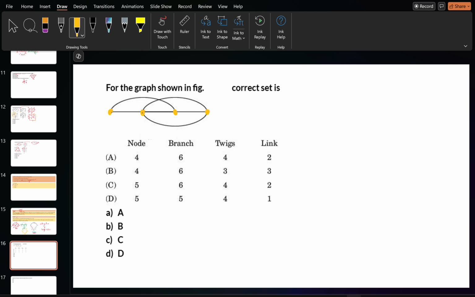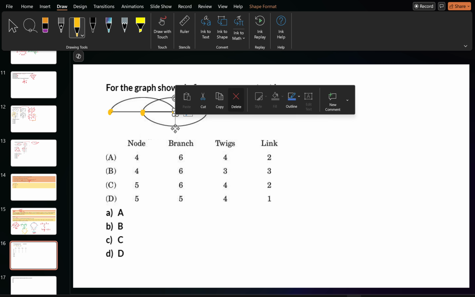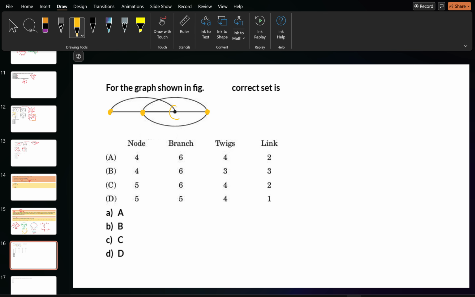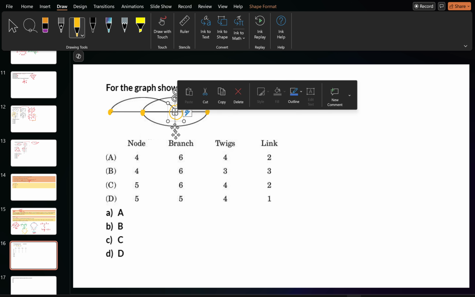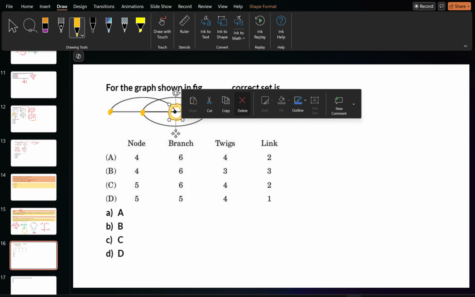Okay, so this A and B, this C, the intersection, we can't call it a node. No, you cannot consider that intersection point. If it is a node, then the bubble will be made like this. So if you see here, this is a node because it is highlighted with a pointed point. But that is not the case with the intersecting point. So that's why you cannot consider it as a node.